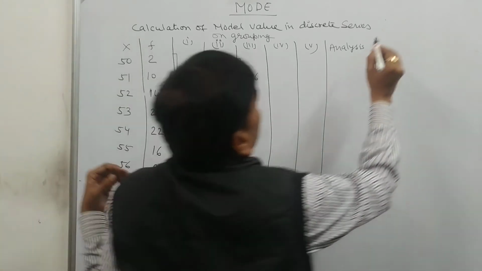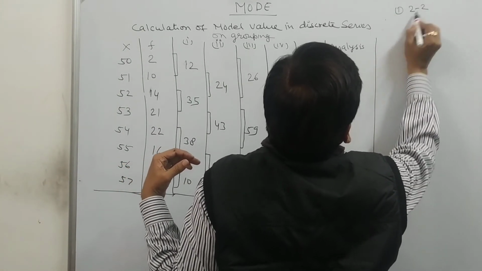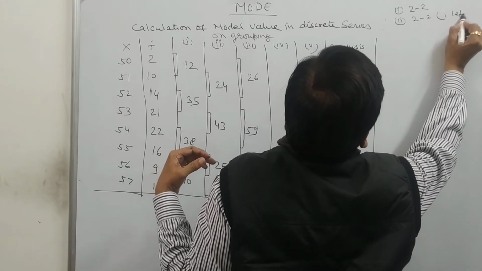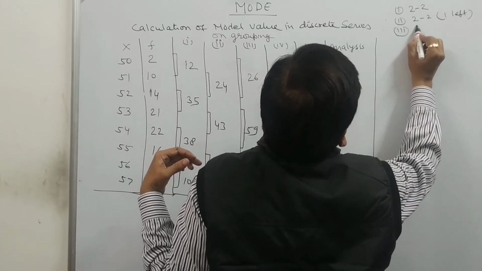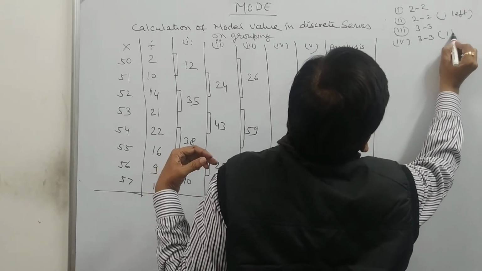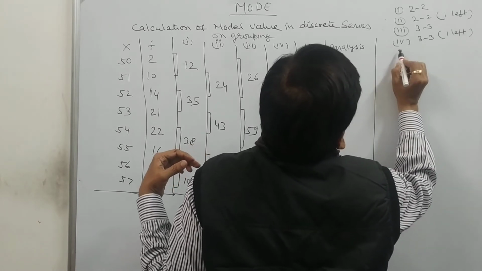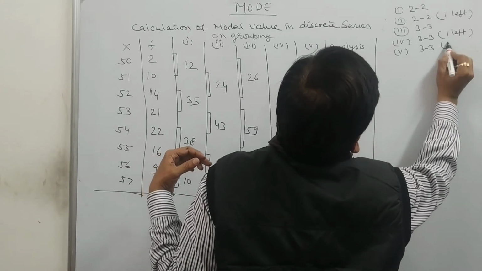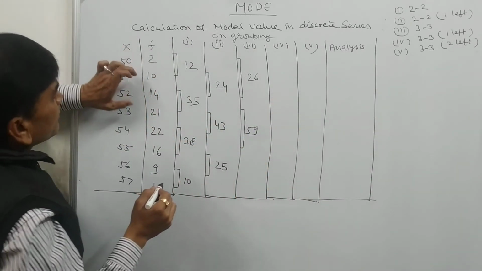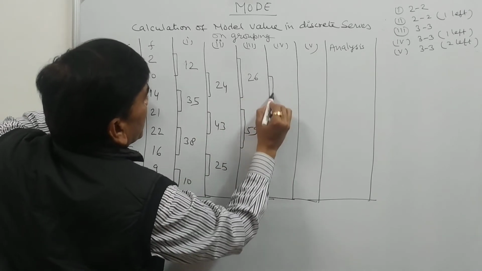Third grouping: first grouping, pair of 2, second grouping, pair of 2 with 1 left. Third grouping, groups of 3. Fourth grouping, groups of 3 with 1 left. And fifth grouping, groups of 3 with 2 left. So in the fourth grouping, 1 item is left.